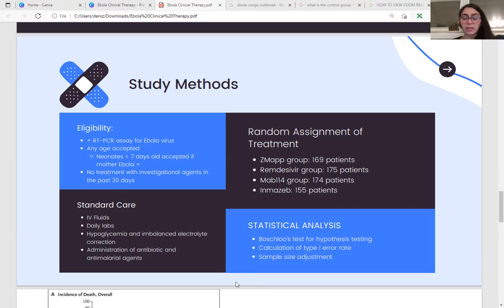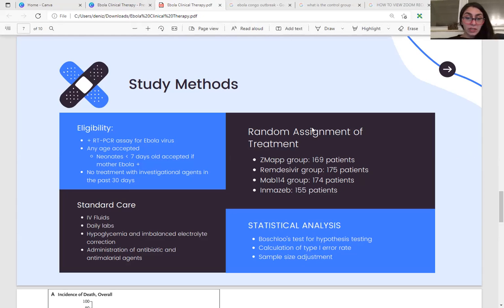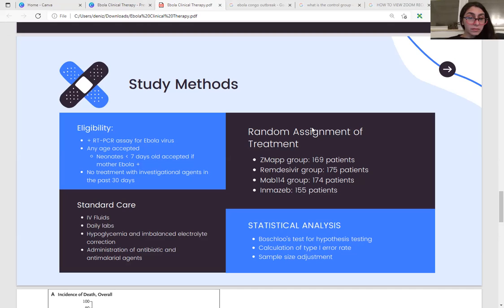They also did statistical analysis, which I didn't really want to delve into because it wasn't that interesting, and they just touched upon it very briefly without really providing figures or analysis. So I didn't go into it, but they used Boschloo's test for hypothesis testing. They calculated type 1 error rate, and they adjusted their sample size, but it didn't make sense to me because when I look all over their study, their sample size is consistent, but over there they're talking about adjusting. So that was a bit interesting. And yeah, those are the study methods. Pretty interesting stuff.